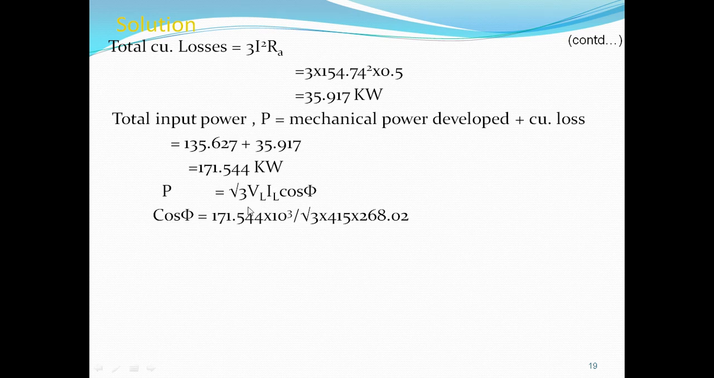Cos phi is equal to P by root 3 into VL IL. What is the P value? Here we calculated the input value, that is 171 kilowatts by root 3 into VL, that is 415 volts, into current, that is 268. Then we get the power factor, 0.89. This is leading.